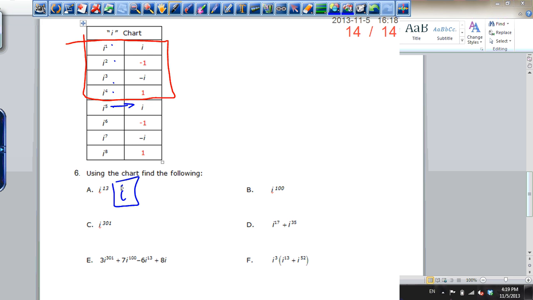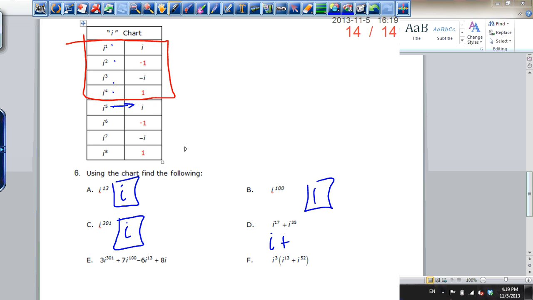The other way to do it is if the number is divisible by 4, then just go to 1 above, 1 below, any of that stuff. So i to the 100th, well, 100 is divisible by 4, so i to the 4th is 1. 301, well, 300 is divisible by 4. That 300 would be here. 301 would be at i to the 5th. i to the 5th is i. Does that make sense, hopefully? I hope so. i to the 17th, well, 16 would be 1, so 17 would be i.